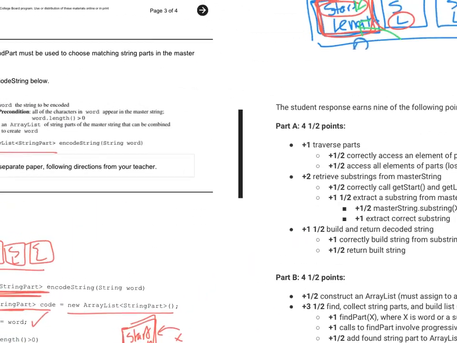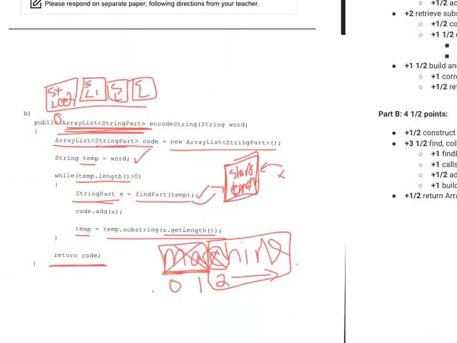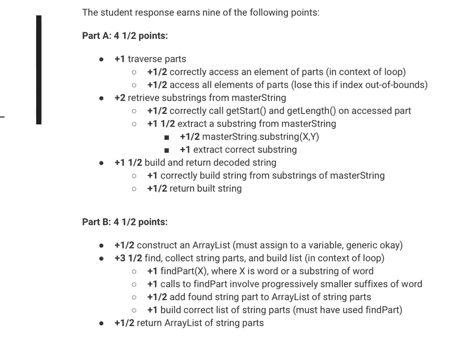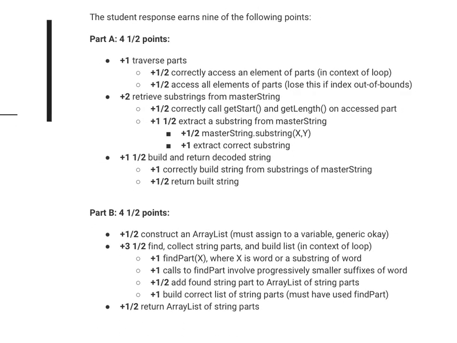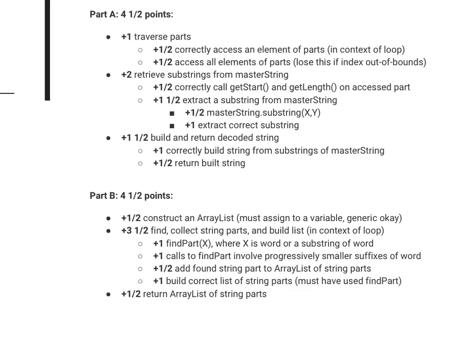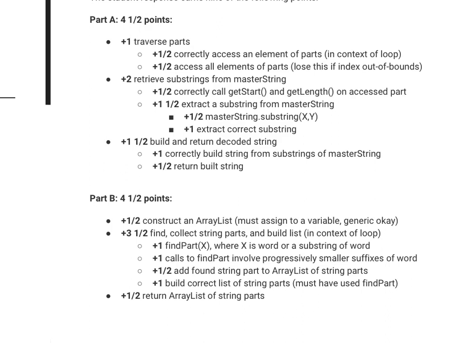I just need to check something. Okay, and then this is the point breakdown. So the point breakdown is basically they give you, you can check it out for yourself, but the basic idea is that find part is the one that you have to watch. That's worth 1 point, but it's kind of like a domino effect. If you don't have it, then it kind of takes away a whole bunch of points from you.